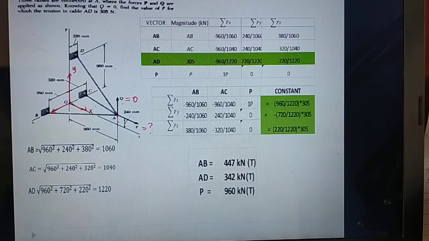So the force acting on P is tension. For equilibrium, let's assume wire AD is in tension, wire AC is also tension, and wire AB is tension. So for wire AB, I already have the total length of AB, that is 1060 millimeter, for AC 1040 millimeter, and for AD 1220 millimeter.